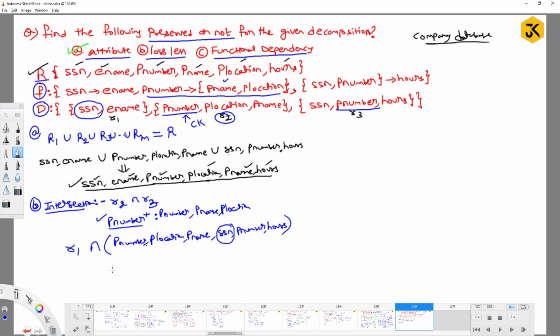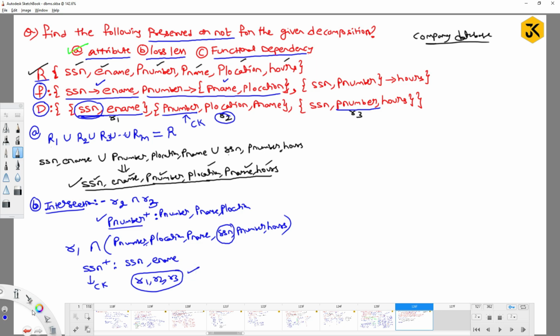Now if you would like to combine, you need to check whether SSN is a candidate key or not. If you find the SSN closure, you will get SSN anyway, and from SSN you are going to get ename from this FD. So as it is deriving R1, I can say that SSN is a candidate key. Since SSN is a candidate key, finally I am going to combine these two, meaning R1, R2 and R3, and you are going to get all the attributes.